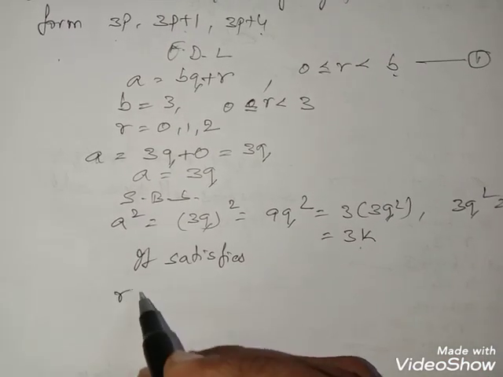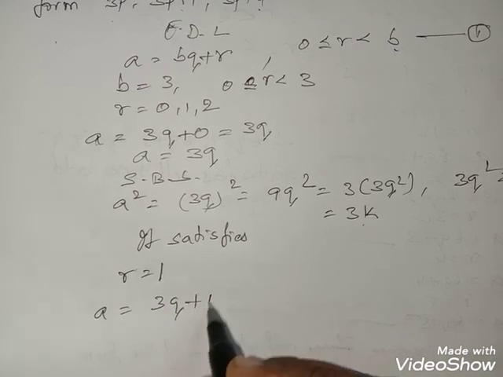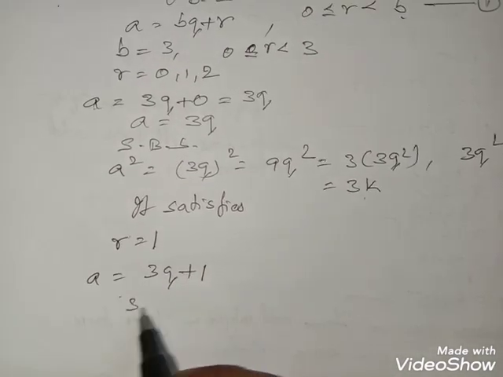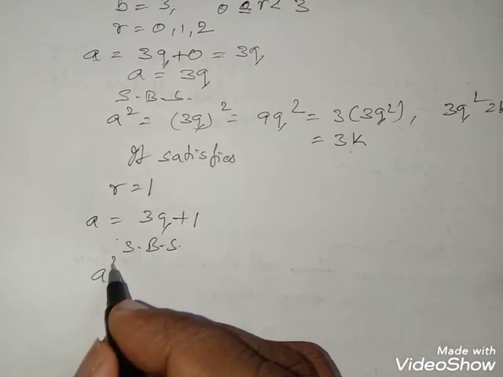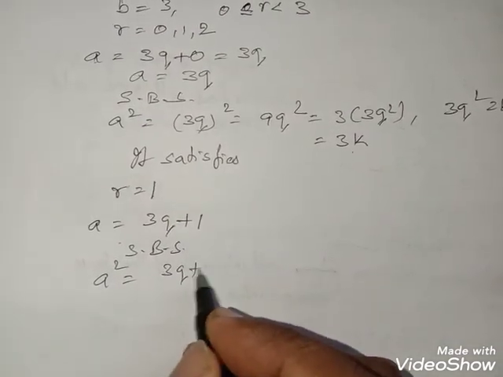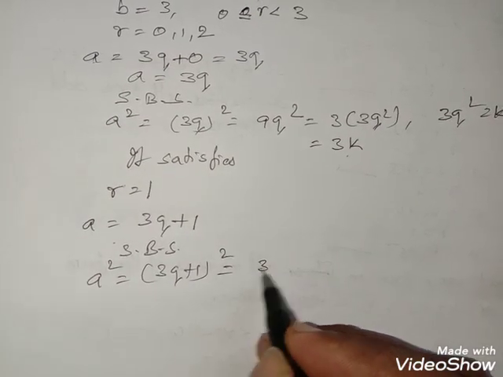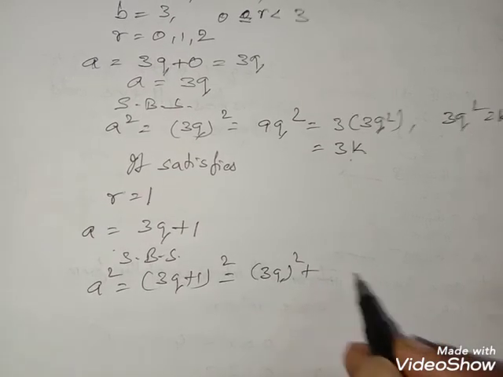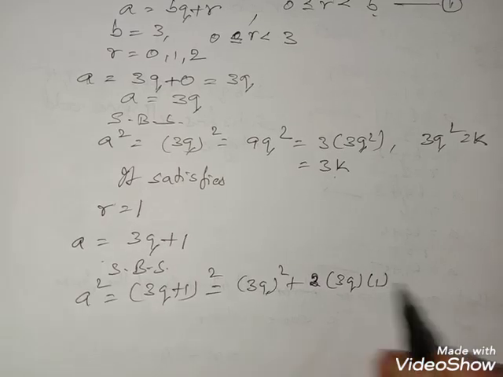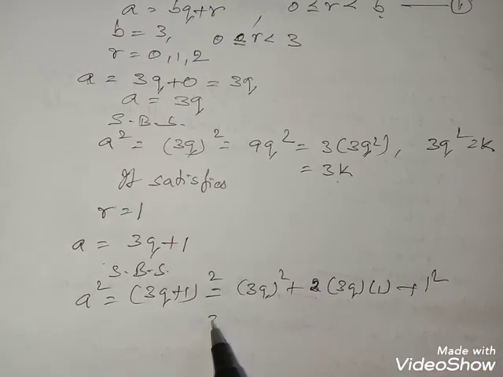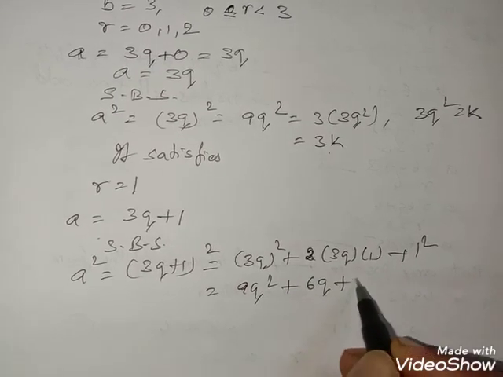Next, if I substitute r is equal to 1, now a is equal to 3q plus 1. For this equation, again you have to do squaring on both sides. We'll get a square is equal to 3q plus 1 whole square. Expand this in terms of a plus b whole square, that is a square plus 2 into a into b plus b square. You will get 9q square plus 6q plus 1.